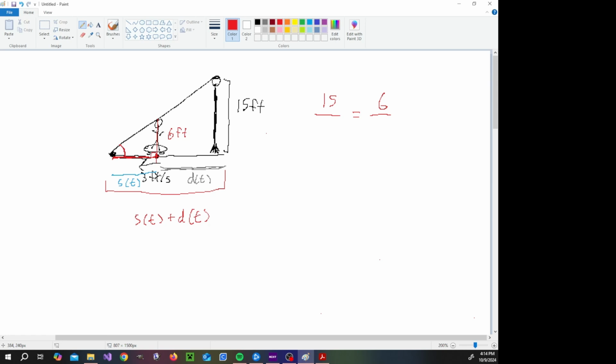So the ratio that we have is the height of the lamp over the total bottom length, which we just said is s of t plus d of t, is equal to 6 over the length of the smaller triangle, which is that function we're calling s of t. It might be nicer to put the functions on top, right? This ratio holds in either direction, so let's flip it so that the functions are on top instead.